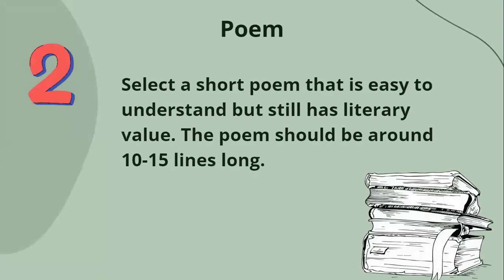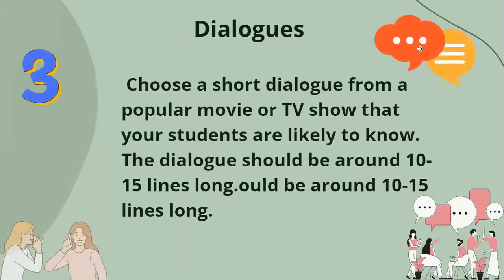Next is a poem. You can choose a poem which is not difficult but easy to understand, and it has some literary value, something from which they can learn a lesson. And the poem should be around 10 to 15 lines long. Next, dialogues. You can also choose a short dialogue from a popular movie or TV show, something which your students already know, and the dialogue should be around 10 to 15 lines.